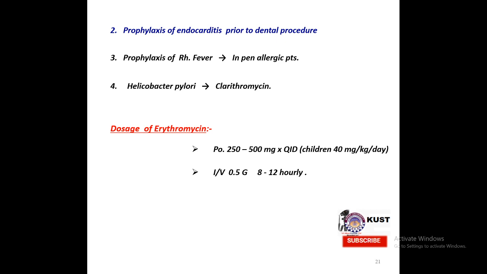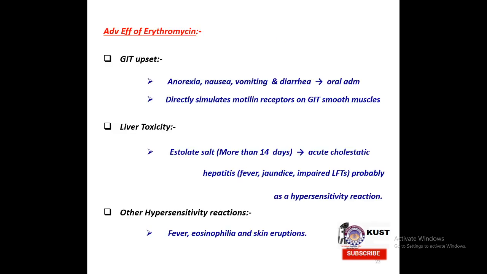The dose of erythromycin is orally 250 to 500 milligrams QID, 4 times a day. Children, 40 milligrams per kg per day, and IV 0.5 gram every 8 to 12 hours per day. Adverse effects, GIT. The most common adverse effects include GIT upset like nausea, vomiting, anorexia, and diarrhea on oral administration.